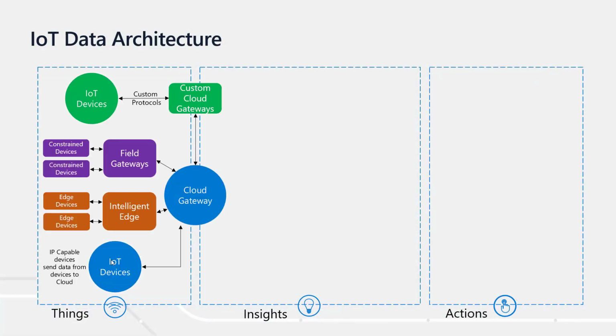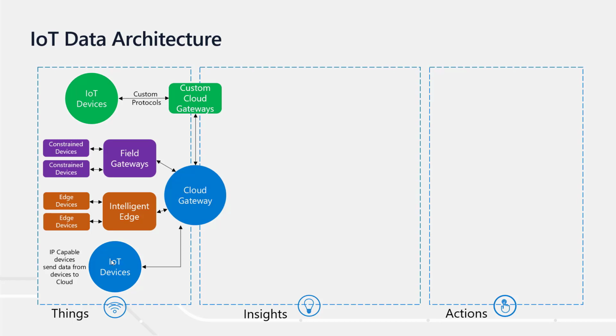Now, as a quick recap from the Deciphering Data Architecture session, remember we have essentially three components that make up an IoT solution. We've got things that generate data, we've got insights built on that data, and we've got actions built on insights. So let's talk more about things.